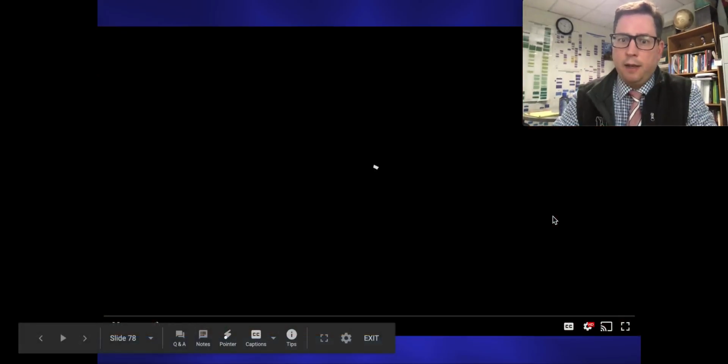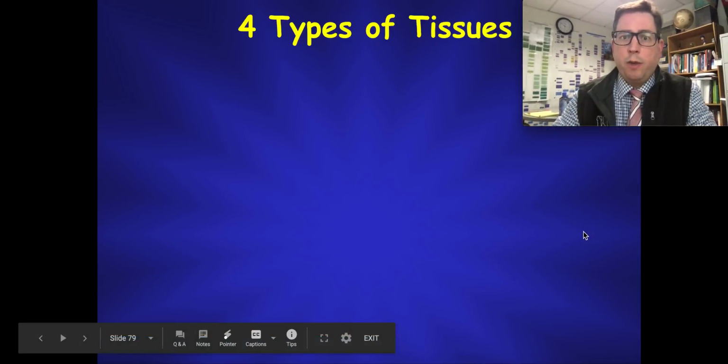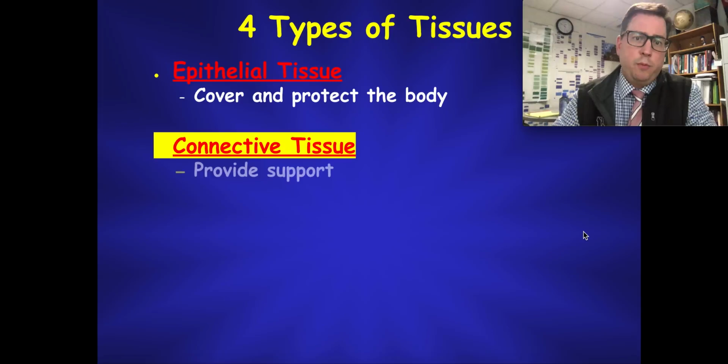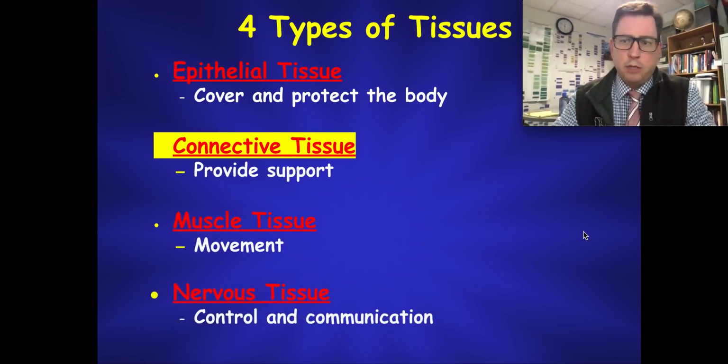So let's go on to the next slide. We have four types of tissue, just to remind us where we're at. We've talked about epithelial tissue. This is going to talk about connective tissue, which very broadly provides support for the body. And of course, muscle and nervous tissue, which you can find more about in those videos.